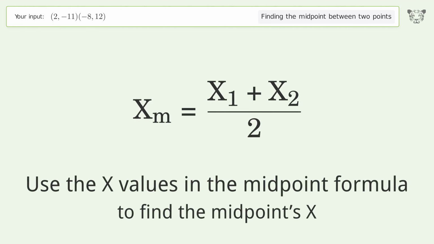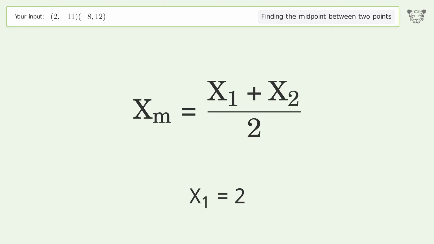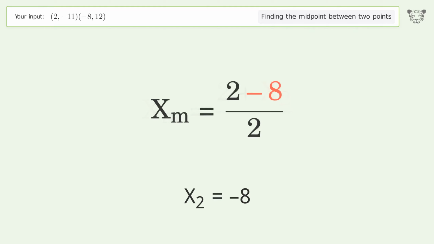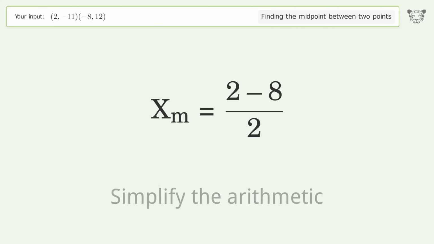Use the x values in the midpoint formula to find the midpoints x. x1 equals 2. x2 equals -8. Simplify the arithmetic.